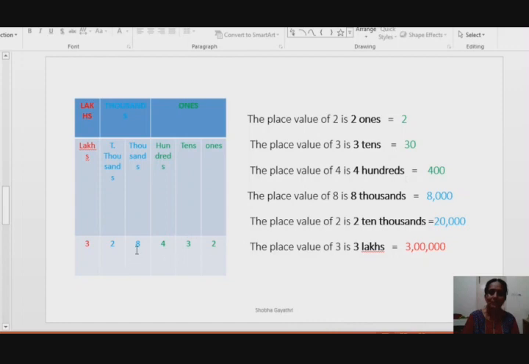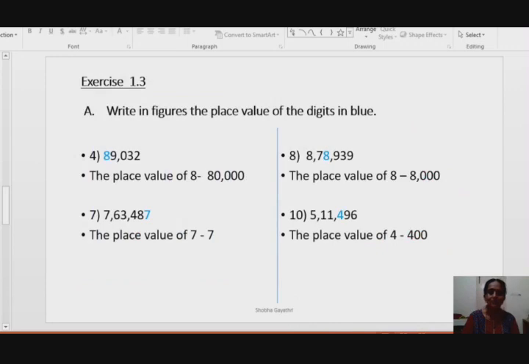8 is in the thousands place. Its place value is 8 into 1000, 8000. The 2 is in the 10,000s place. Its place value is 20,000. 3 is in the lakhs place. So the place value of 3 is 3 into 1 lakh. It is 3 lakh.